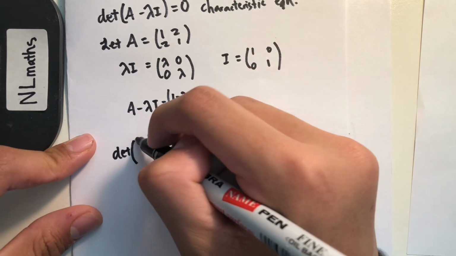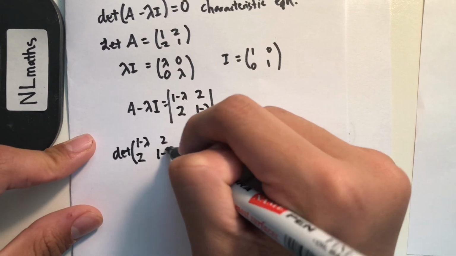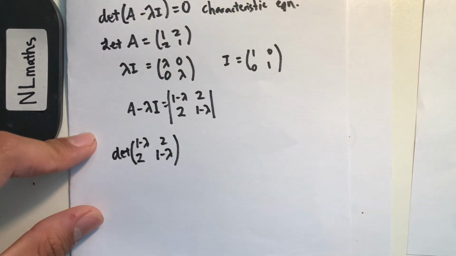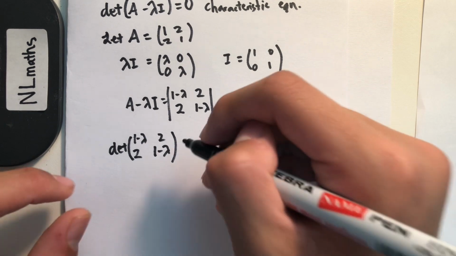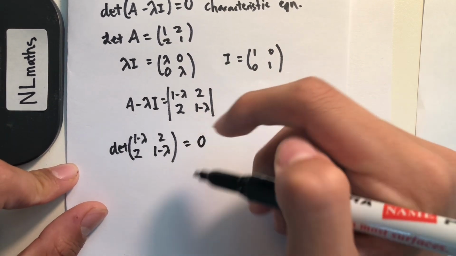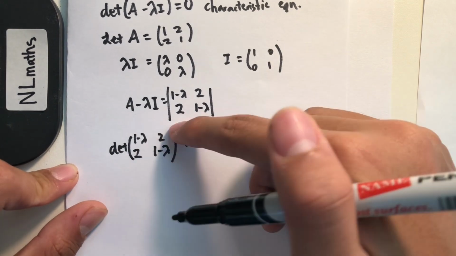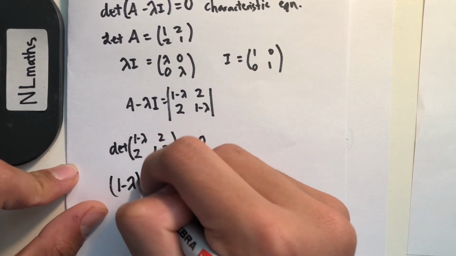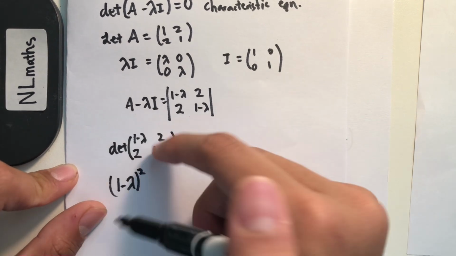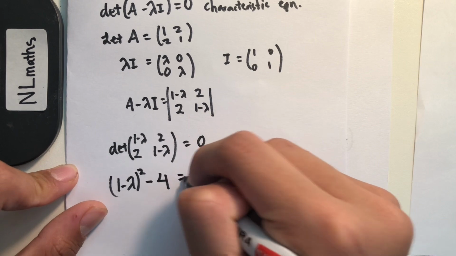Now, I will post some more videos sooner or later about how to calculate the determinant for larger and larger matrices, because it's going to be very hard. But for now, for a 2x2 system, it's just this diagonal multiplied minus this cross diagonal. So this is going to be (1 minus lambda) squared, because you have 2 of them and you're multiplying it, minus 2 times 2, which is 4. And this should equal 0.